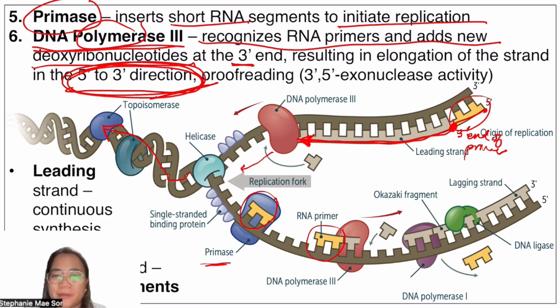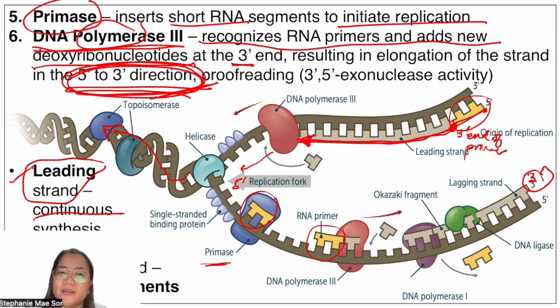Pero kung yung 5' mo naman is yung nasa may fork, and then the 3' end mo is nandun sa may dulo ng molecule, then you have a problem. Kasi your DNA polymerase can only form molecules in the 5' to 3' direction. So what does it do? Ang nangyayari is nagiging discontinuous yung synthesis nung polynucleotide mo. So, kaya meron tayong tinatawag na leading strand and lagging strand. So, ano yung leading strand? Leading strand, ito yung strand na continuous yung synthesis. Kasi 5' to 3' direction, yung synthesis niya, yung 3' is malapit sa replication fork.